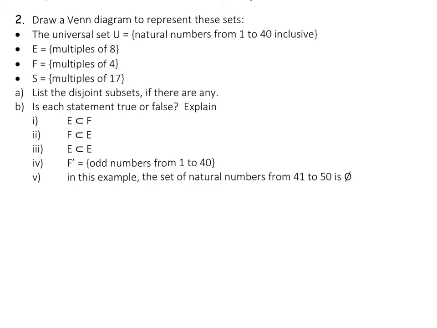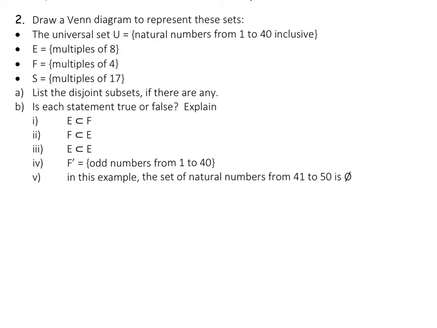Okay, we're going to take a look at another example here. It says to draw a Venn diagram to represent the sets. The universal set, U, which is the natural numbers from 1 to 40 inclusive, the multiples of 8, the multiples of 4, the multiples of 17. Okay, so I am a picture person, but before I can draw the Venn diagram, I need to write out what are in these sets.